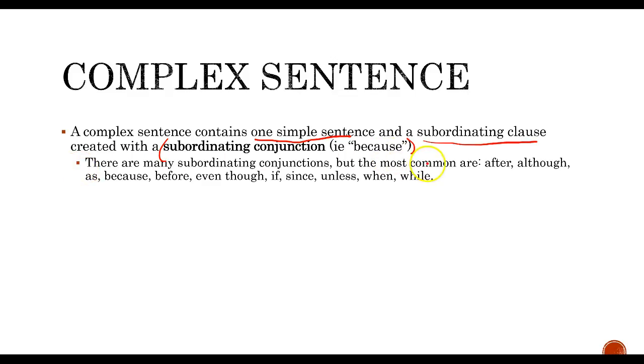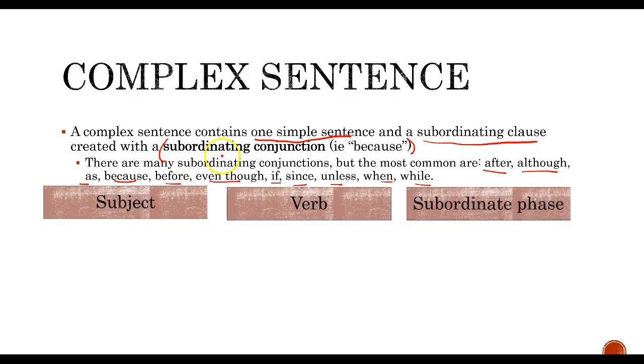There are many subordinating conjunctions, but the most common ones are after, although, as, because, before, even though, which isn't a word, it's actually a phrase, if, since, unless, when, and while. When you use a word like this, you make something subordinate. So for instance, if we said, if the cat jumps off the chair, that's not a complete sentence, although the cat jumps off the chair is a complete sentence. When we put the word if in it, it makes it dependent on something else, so it makes it a subordinating phrase. So all of these conjunctions make phrases subordinate. So here's the graphic: a subject plus a verb plus a subordinating phrase.